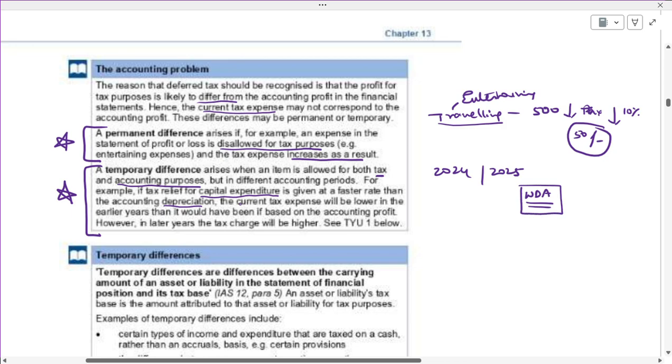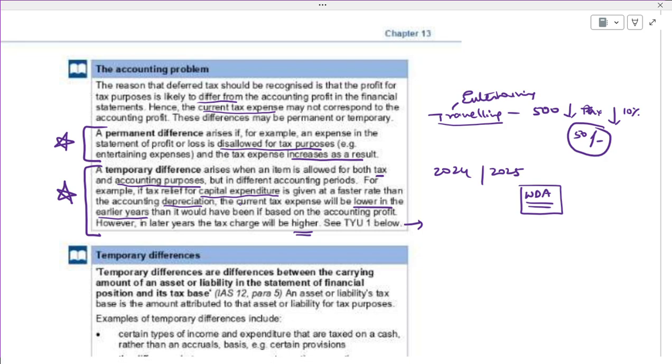It happens in one accounting period, but it is going to be charged in a different accounting period. The current tax expense will be lower in the earlier years, and then it will be based on the accounting profit. In later years, the tax charges will be higher. Why is there a temporary difference initially? What happens? You are starting your own company.